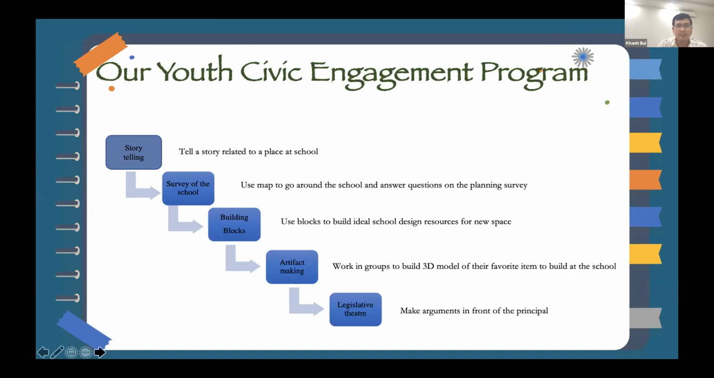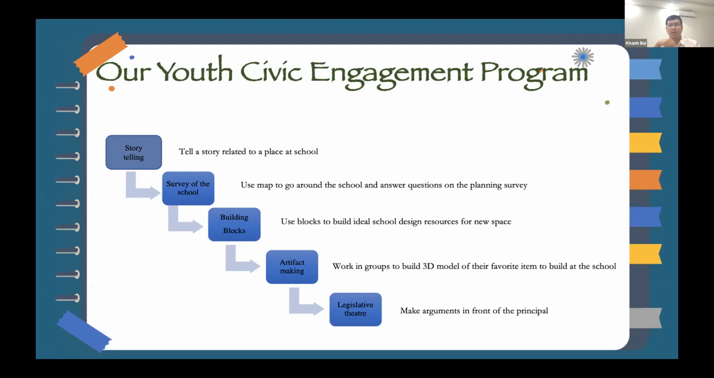As you can see from the whole program, there are a lot of semiotic resources, or different modes, that the students use. Here we define modes as tools or channels of meaning making for the students. The first one, the students use storytelling, and then they move on to survey the school. That means they need to draw a map of the school.